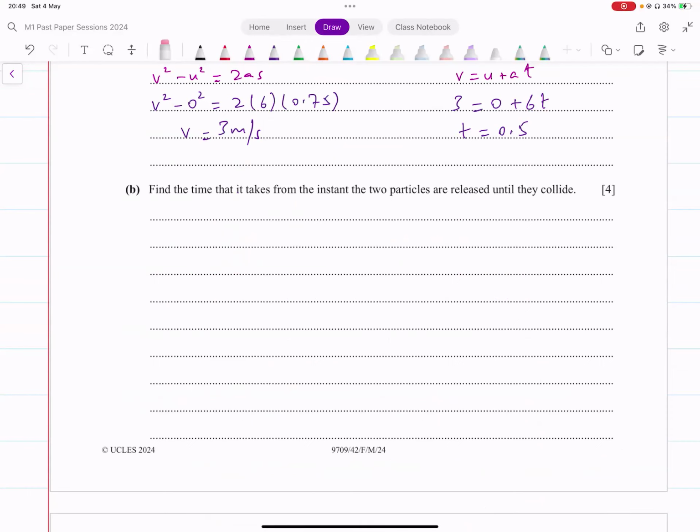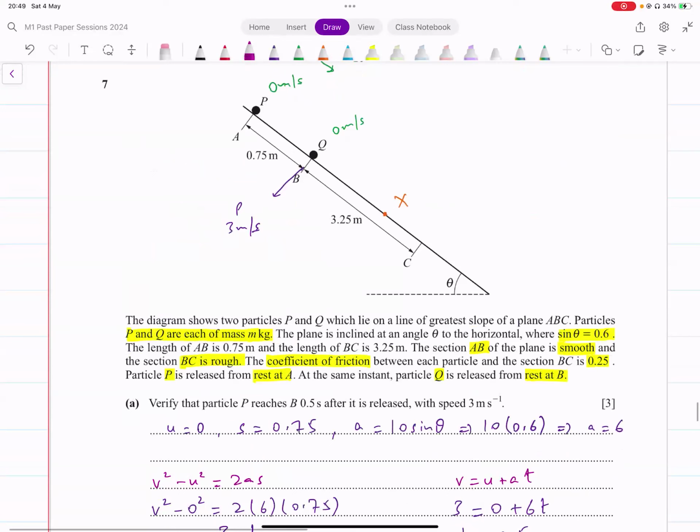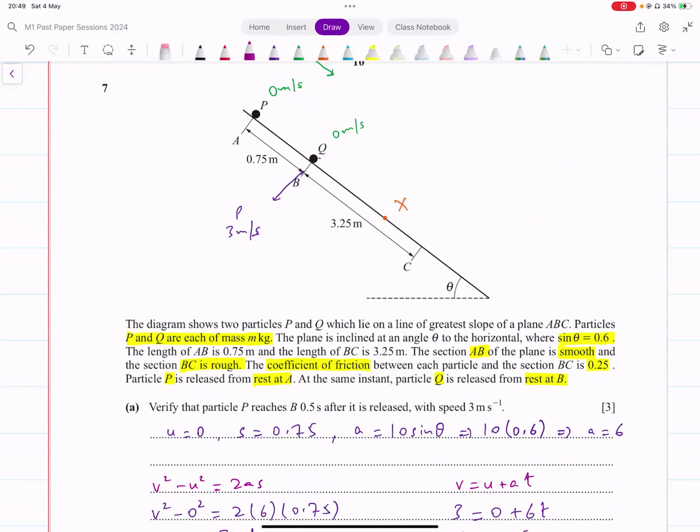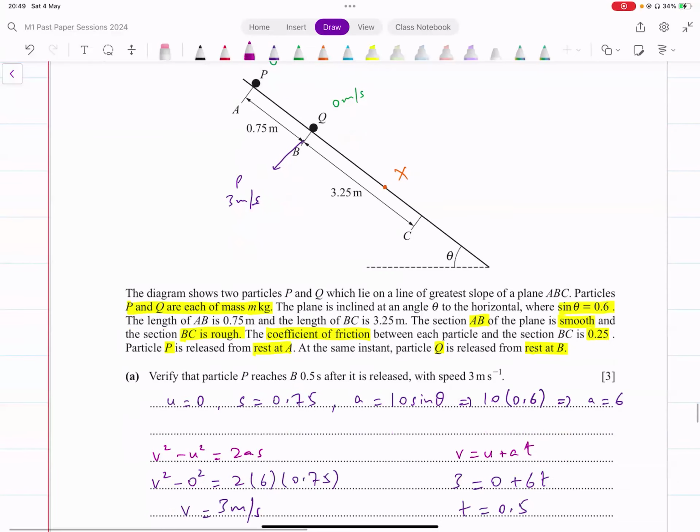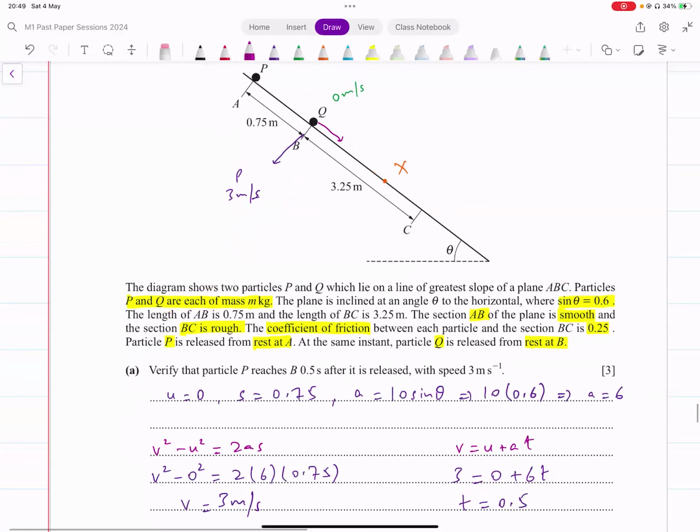Let's also figure out how much Q has traveled in 0.5 seconds. In those 0.5 seconds, where has Q reached? Let's figure that out first, because we already know in 0.5 seconds, P has reached the point B. What do we know about particle Q? Particle Q is also moving down the plane. We know the initial velocity is 0. And that's all that we know about this.